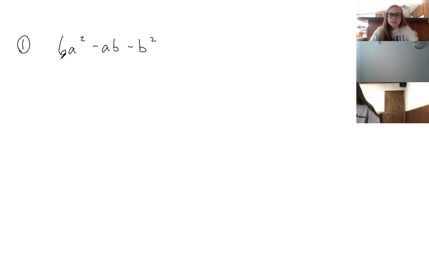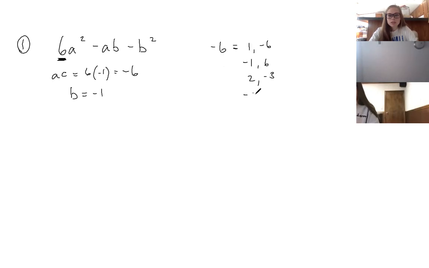Okay. Since the coefficient of that first term is not a 1, we have to go the long way. So first thing we do is multiply a times c. So 6 times, that's a -1. So a times c is -6. My b value is -1. So here I need to list out the factors of -6. So I've got 1 and -6, -1 and 6, 2 and -3, -2 and 3. And which one of those factors combine to get a -1? Well, that would be 2 and -3.